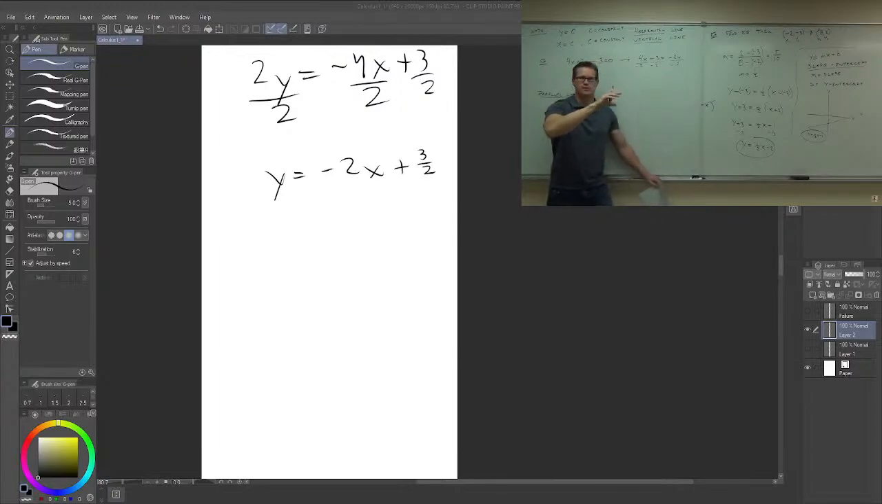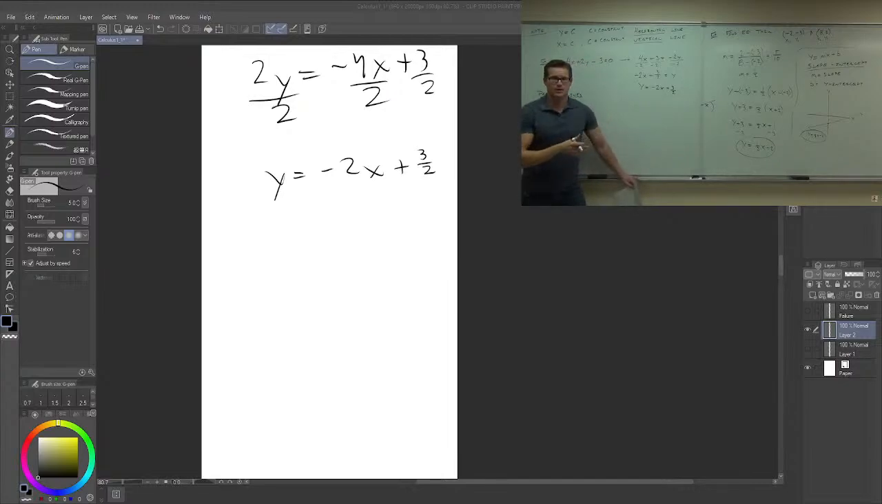So 4x over negative 2, what are you going to get out of that? Negative 2x. And then plus or minus how much? Sure, maybe you write that a little bit different to get that in the form that you want it. Y equals negative 2x plus 3 halves.